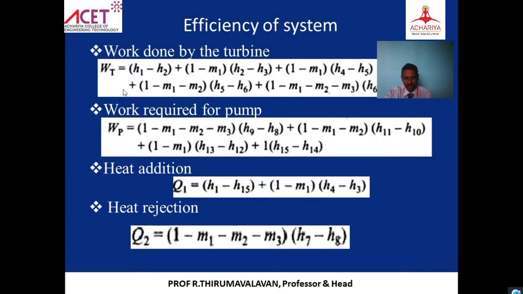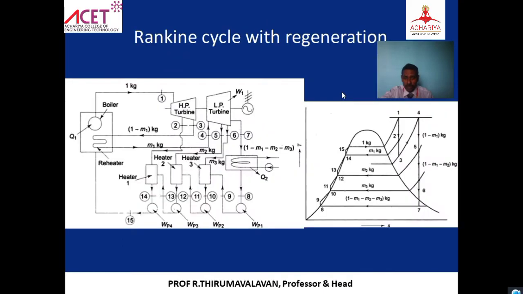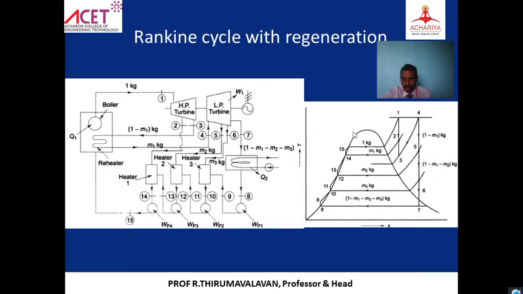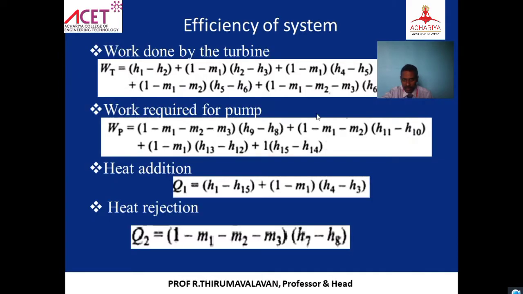So what is the work done by the turbine? So work done by the turbine will be calculated. So the first expansion, you can see the first one, the expansion takes place from 1 to 2. H2 minus H1. Right? So see this one, H2 minus H1. Next, another work is done, H4 minus H3. So H4 minus H3. Right?